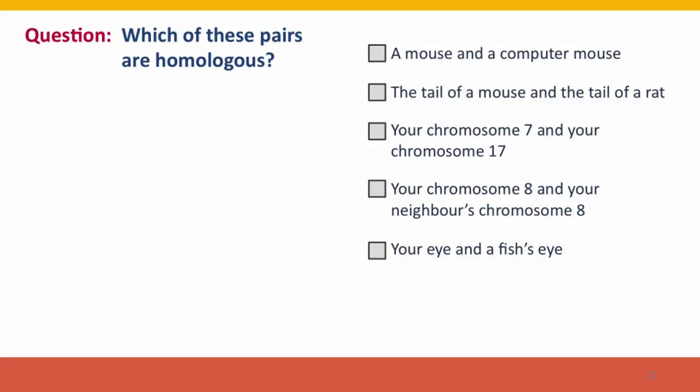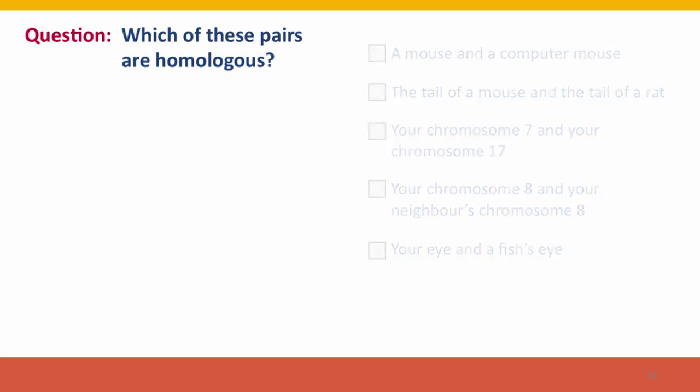Now, here's a question for you. Which of these pairs of entities are homologous? And I'll just point out one thing about this question, which is that the answer boxes are square. Now you might think, they just picked squares instead of circles. But in fact, in Coursera and in many other multiple choice situations, square answer boxes have a special significance. They mean that this is a question where there may be more than one correct answer, and that you will be able to check more than one box in your answers.